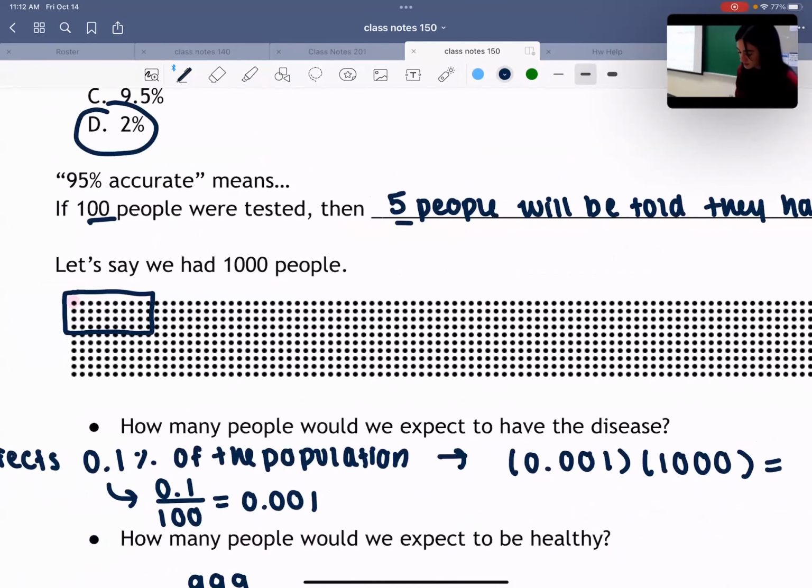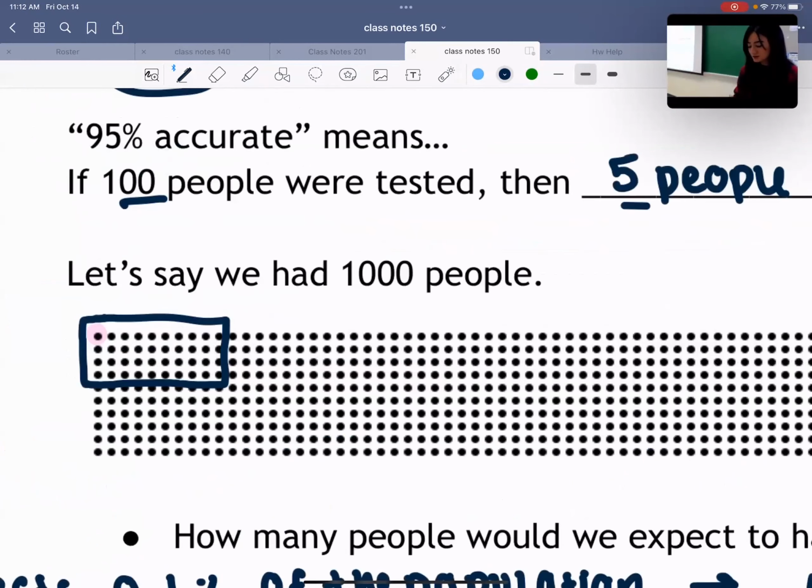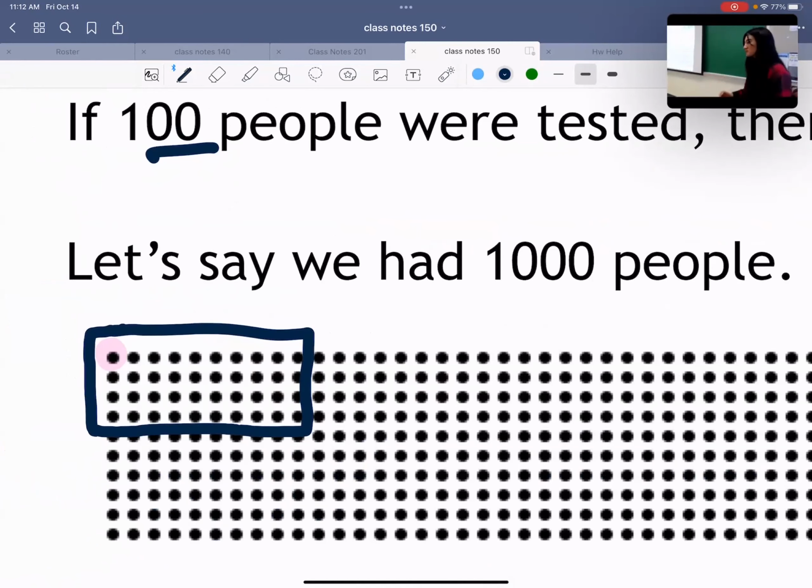So in this test, okay, we have 1,000 people. 999 of them are healthy, but 50 of these people are going to be told that they have the disease, whether they have it or they don't. Okay, so there's going to be some healthy people that get what we call a false positive. Okay, so they're going to be told they have the disease, but they actually are healthy.